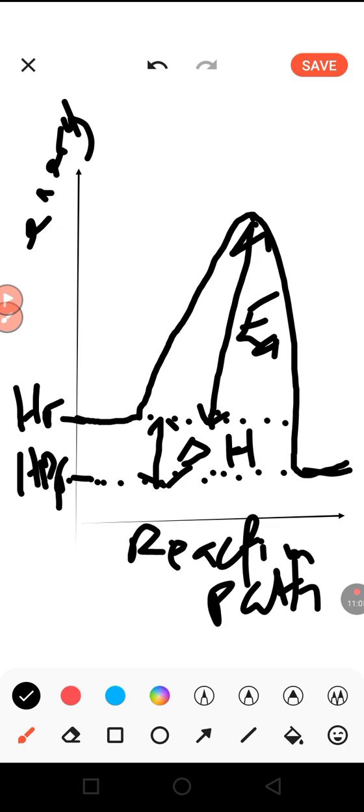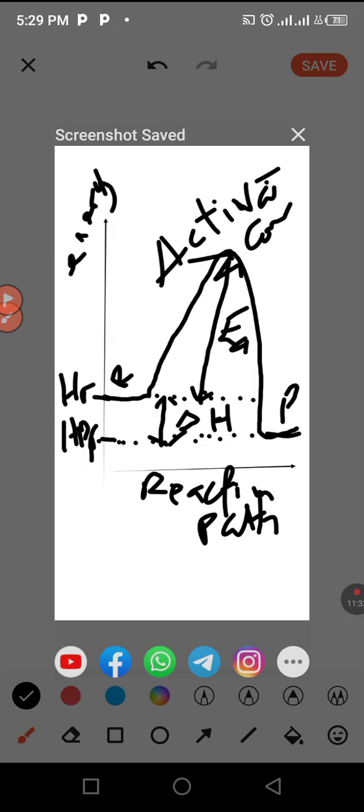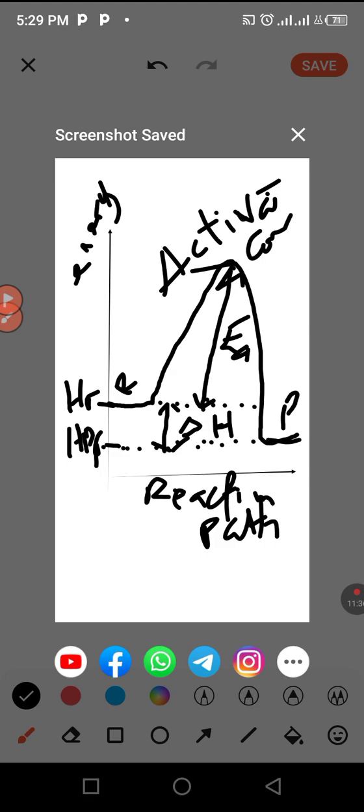And of course, you have your reactant here and your product on this side. Now, this peak is called the activation complex. That is a typical example of an exothermic reaction being represented on an energy profile diagram.